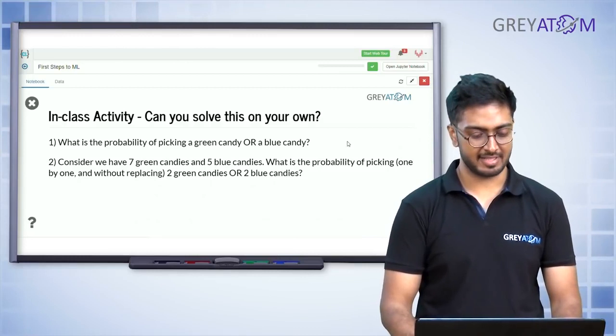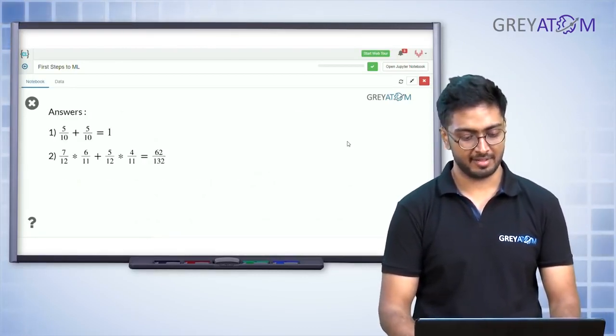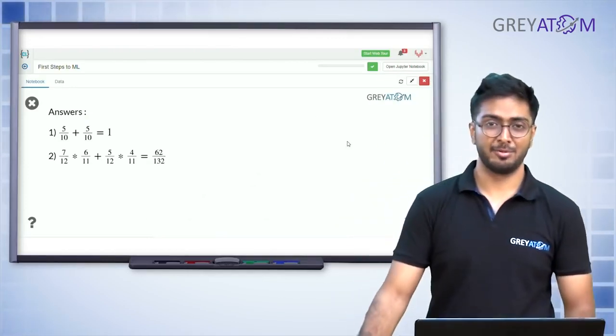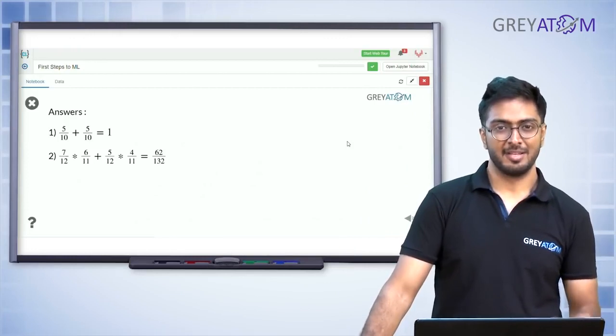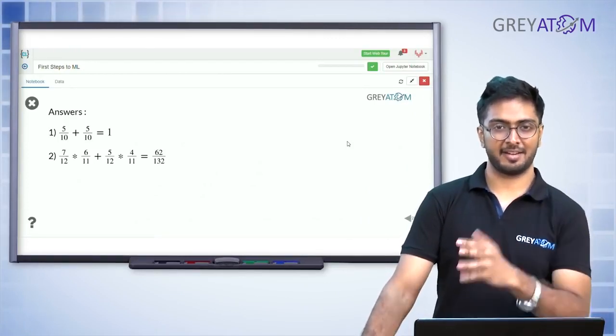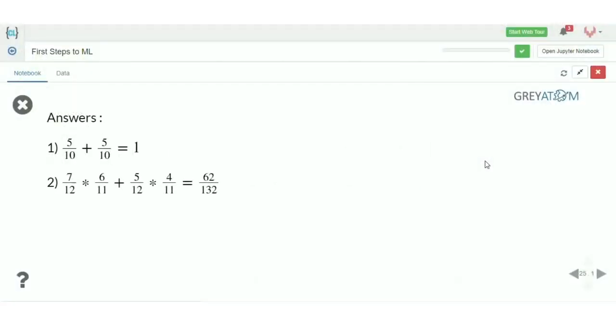So let's do both of the cases. The first problem is, what is the probability of picking a green candy or a blue candy? So picking a blue candy or a green candy is mutually exclusive, right? If you are taking a blue candy and a green candy, it cannot be possible that you would have both of them. So obviously the answer is 5 by 10 plus 5 by 10, right? So that's perfectly fine. It's blue or green, right?